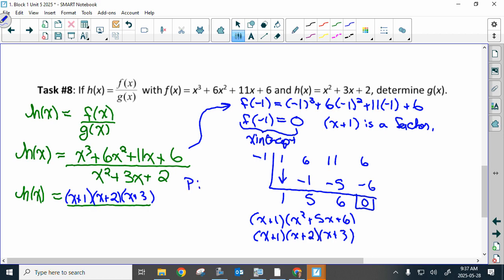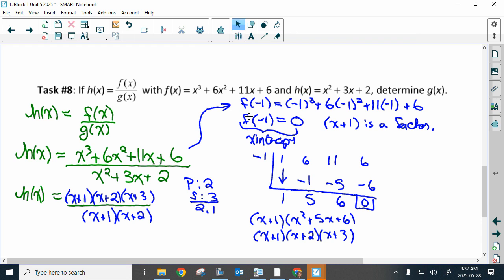What gives you a product of 2 and a sum of 3? Well, that's 2 and 1. X plus 1, x plus 2. All we're asked to do, oh, we weren't asked to do that. We were asked to find g of x. Oh, that's a bugger. I was doing f of x divided by g of x, and I was interpreting that. So this is not g of x. That was h of x. Can I just label these differently?